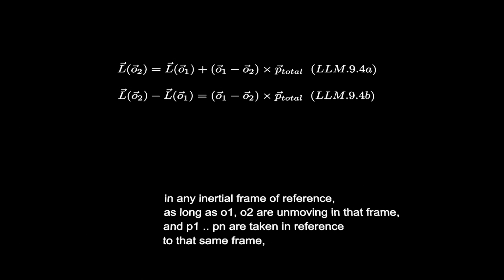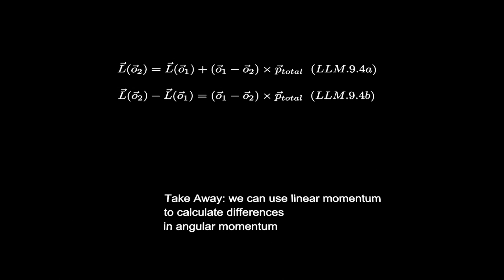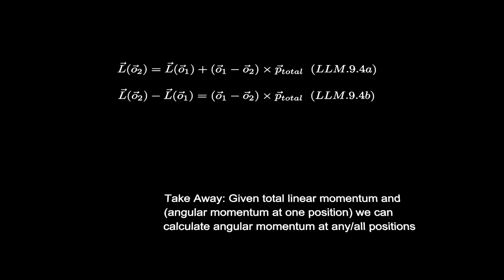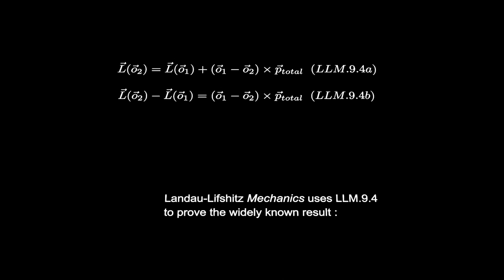with or without external forces present, regardless of whether angular or linear momentum is conserved. Remember, we can use linear momentum to calculate differences in angular momentum. And given total linear momentum and angular momentum at one position, we can calculate angular momentum at any and all positions. Note that angular momentum becomes more complicated in relativistic and quantum physics. Mechanics uses equation 9.4 to prove the widely known result.